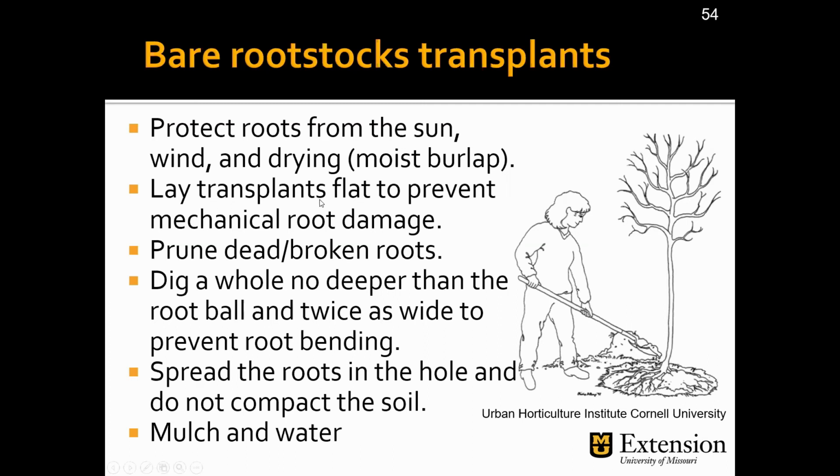You want to lay the transplants flat on their side, because you don't want to lay them standing up, because that's going to damage the roots, and you don't want that. You want healthy roots to make sure that the tree is going to be successful. Now dig a hole that's no deeper than the root ball, but twice as wide, because when you put that rootstock on the ground, you want to make sure that you spread the roots in the hole and do not compact the soil. After you plant the bare rootstock, it's a good idea to add mulch and water the plant. And like I mentioned earlier, mulch is important because that prevents water from evaporating too quickly.